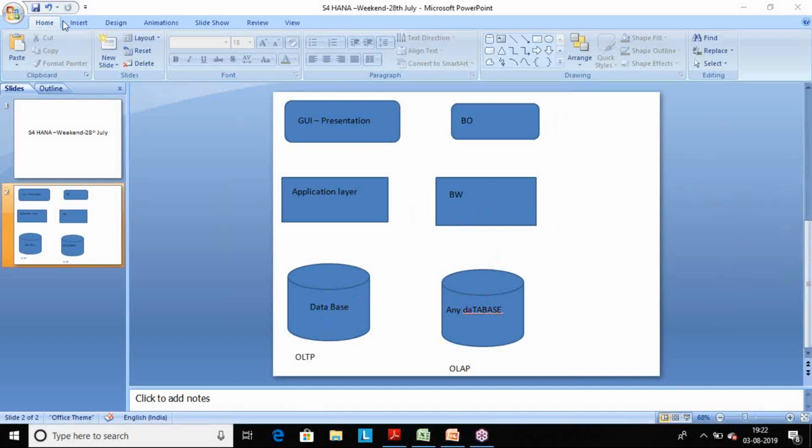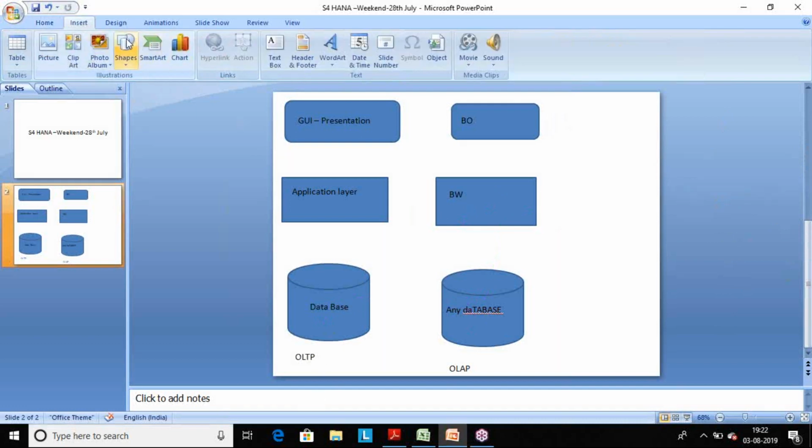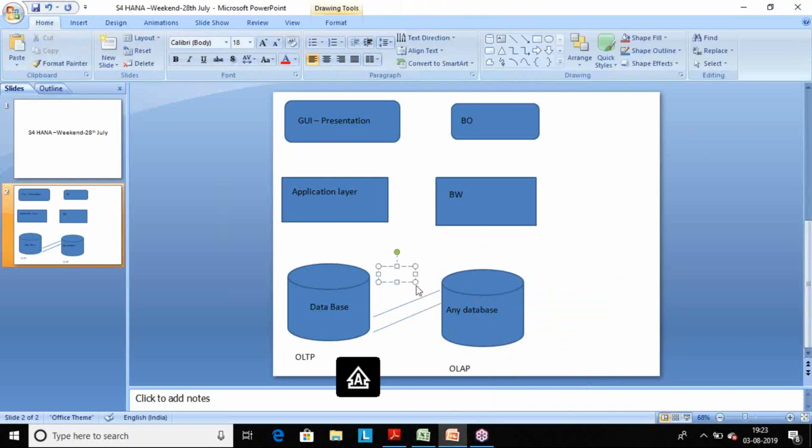So that means from this database, we need to take the data to the analytical system or OLAP system. This is your OLTP system and this is your OLAP system, and this one we are saying is ETL.